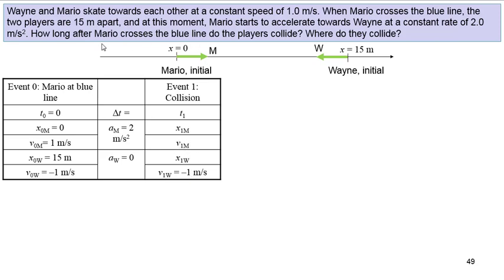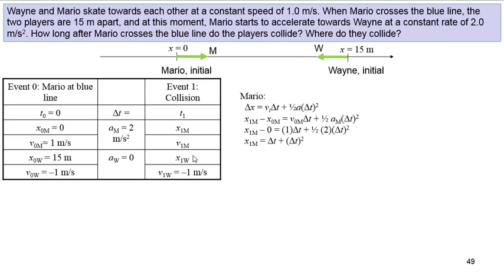So the question is, how long does it take before they collide? That's like asking about delta t. And where do they collide? That's like asking the x position. It could be x1 Mario or x1 Wayne, either one. So we're going to solve this by doing what we did before. We're going to start by writing an equation for Mario, let's say.